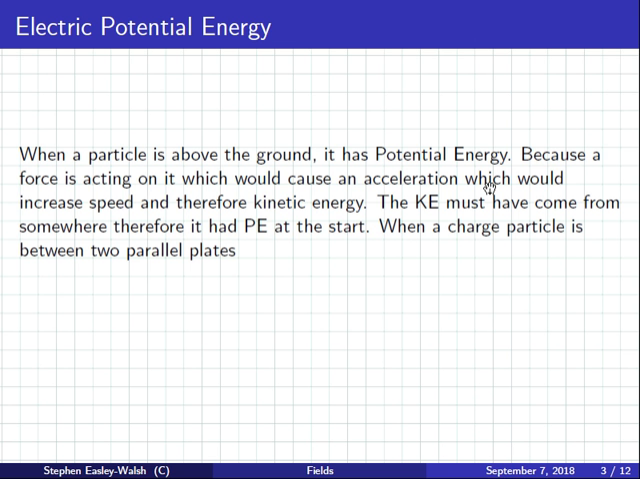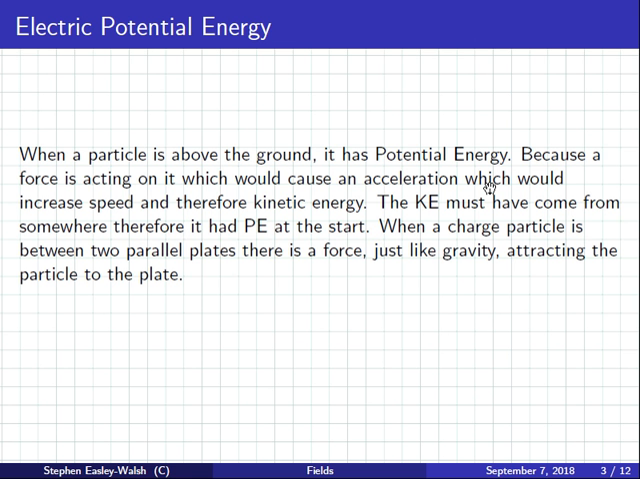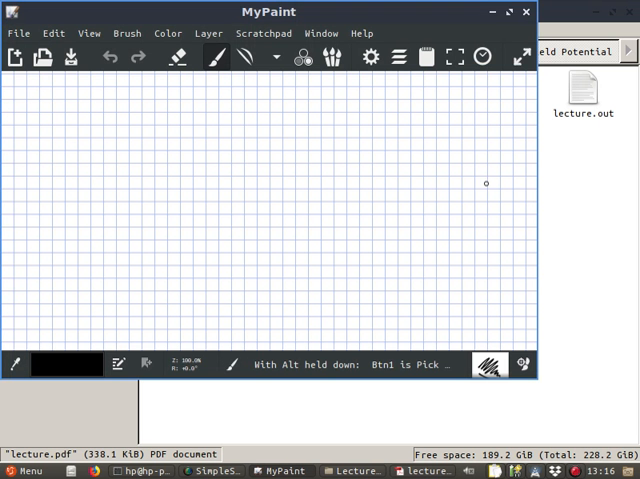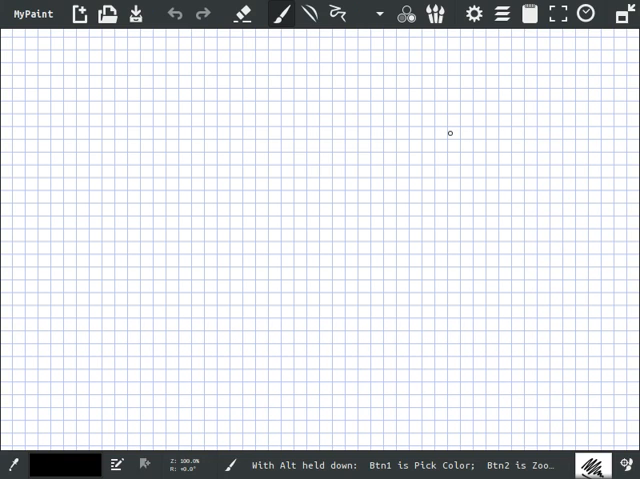When a charged particle is between two parallel plates, there's a force, just like gravity, attracting the particle to the plates. Therefore, it has some potential energy, it should say. So look, I'll give you the picture to explain what's going on here, okay? So this is what we looked at in mechanics.